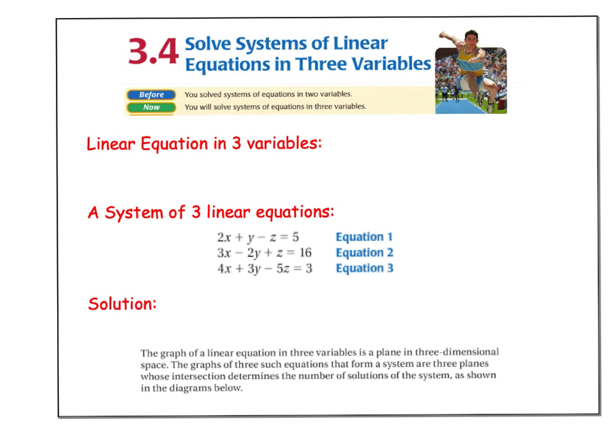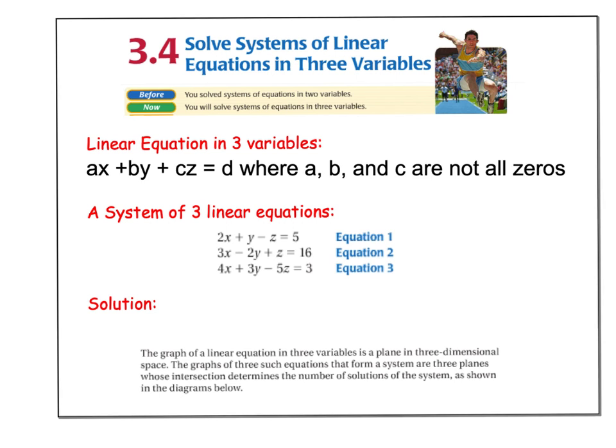First, we're going to define a linear equation in three variables, and it is an equation that looks like this. Note that they're just saying A, B, and C cannot all be zeros, otherwise it wouldn't be a linear equation in three variables, it would suddenly be in two or one variable. And then it goes on to show you what a system of three linear equations would look like.